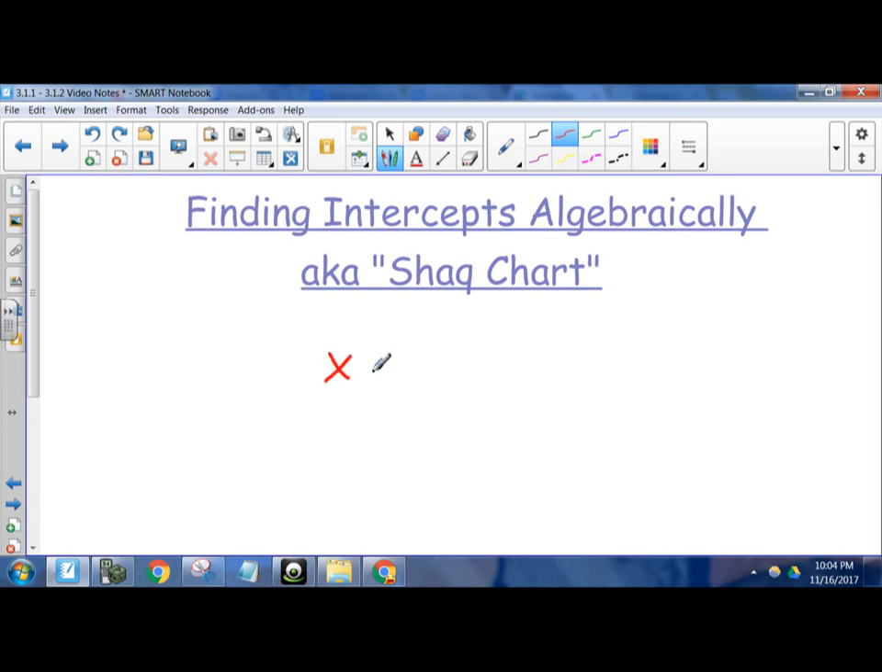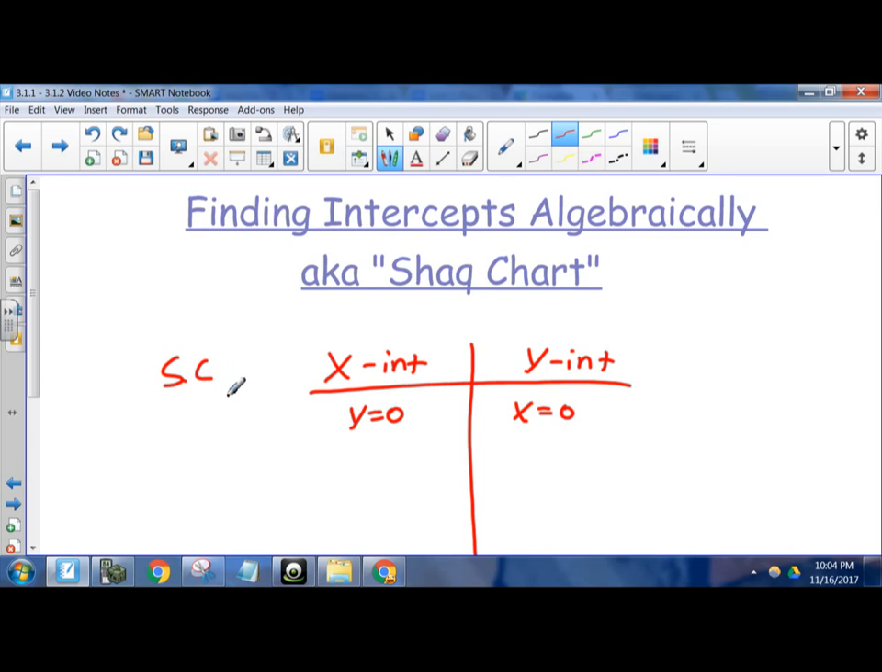The Shaq chart looks like this. The Shaq chart's got a column for the X-Intercept and a column for the Y-Intercept. And at the X-Intercept, we know that Y is equal to 0, and at the Y-Intercept, we know that X equals 0. This is the Shaq chart. It is patent pending. So whenever you need to find the intercepts, you make the Shaq chart.